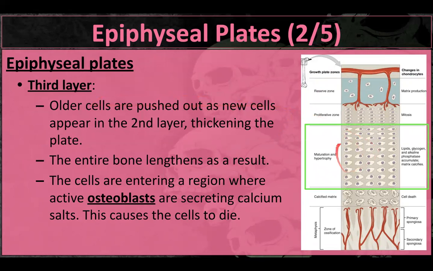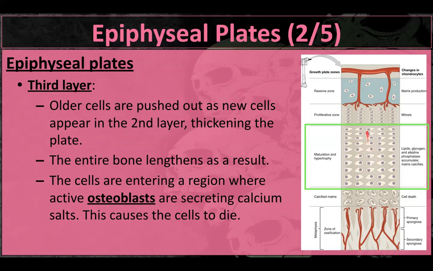So the 3rd layer, these are the older cells. You can see that they are getting bigger. They're definitely a lot bigger than the cells that we have up here. They're getting pushed down by the 2nd layer, and that is thickening the epiphyseal plate. And that will help to lengthen the entire bone as this epiphyseal plate and then the other one on the other side of the bone continues to thicken.